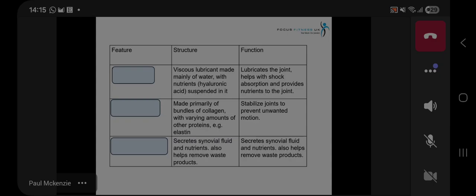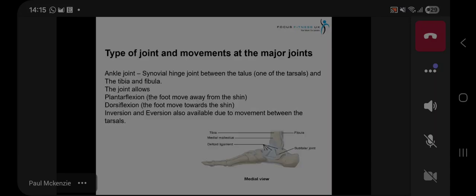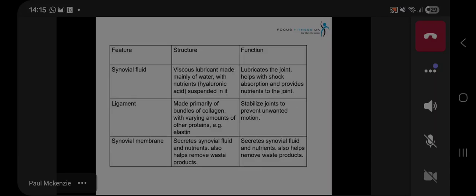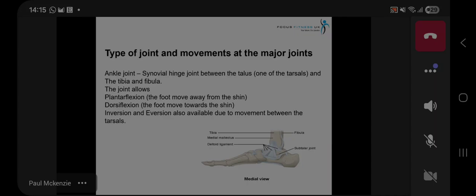Okay. So what was the name of that viscous lubricant made mainly of water, the fluid within the knees? That's going to be your synovial fluid. We have something that's made mostly of collagen with some protein, and it helps to stabilize the joint. So what was that? That's going to be your ligament. And then finally, what particular structure is responsible for secreting the synovial fluid? That's going to be the synovial membrane. Okay. So you need to be able to put this information across when you're doing the LO2 workbook later today or this week.